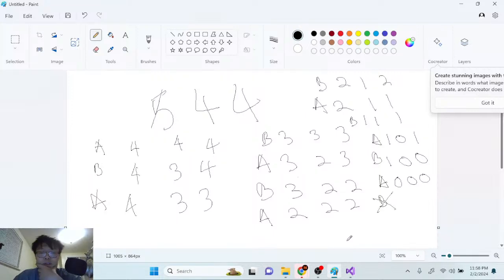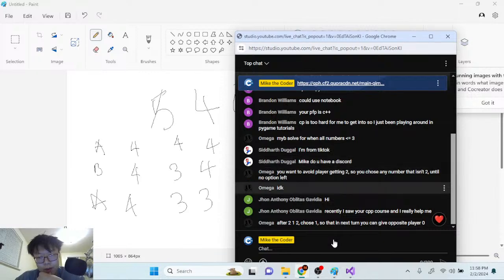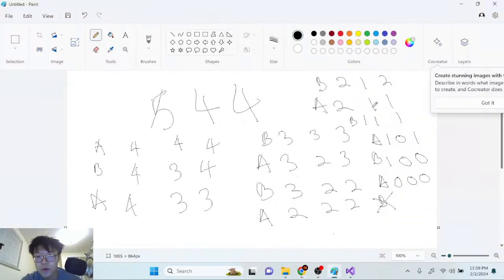So would it make more sense to make them all the same number? Is that how you would do it? After 2-1-2, choose 1. So the next turn you give the opposite player 0. Two, 1, 2.